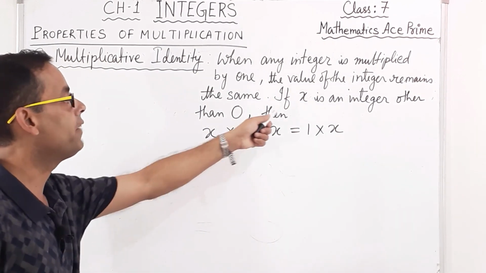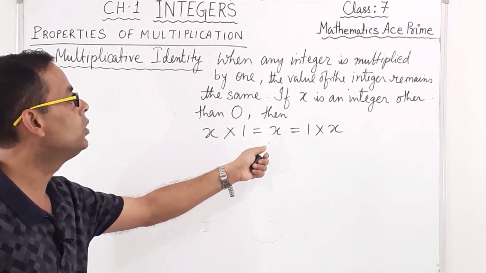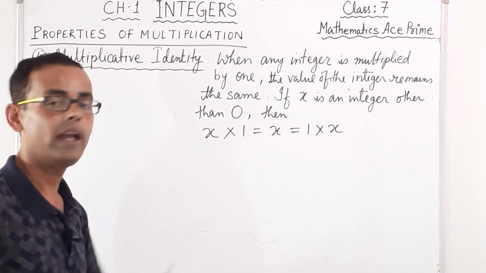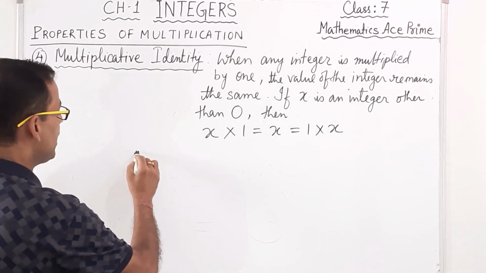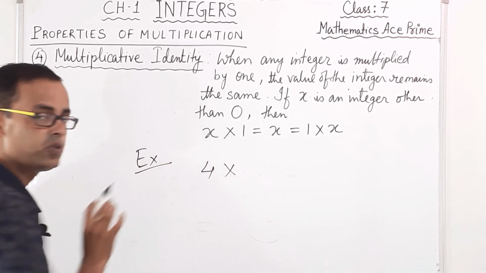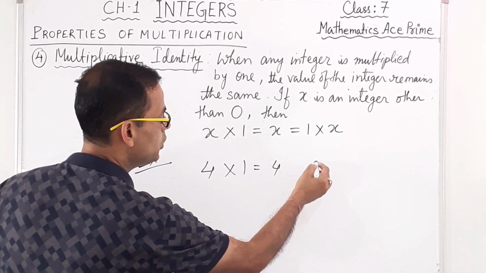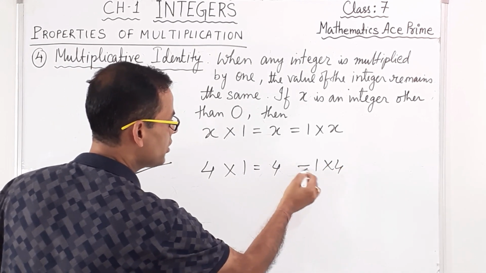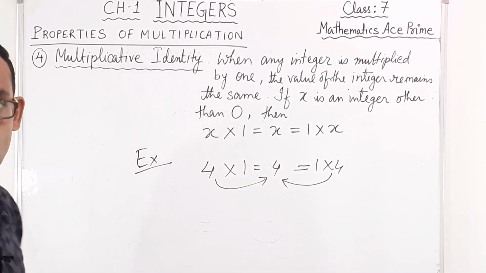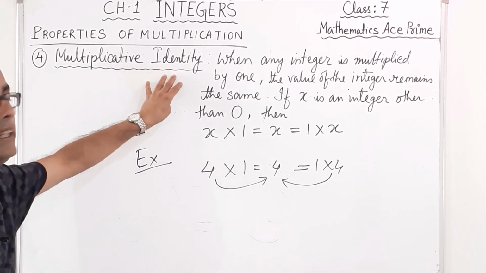So that's why if x is an integer other than 0, then x into 1 equals x only, or 1 into x is also equal to x only. For example, suppose x is 4, so 4 into 1, how much comes? 4 only. And if I do 1 into 4, that also comes 4. So from this side also, from this side also, it will come 4 only. So I think you have understood the multiplicative identity.